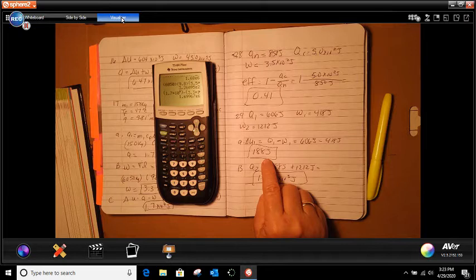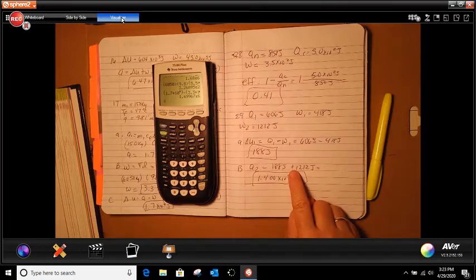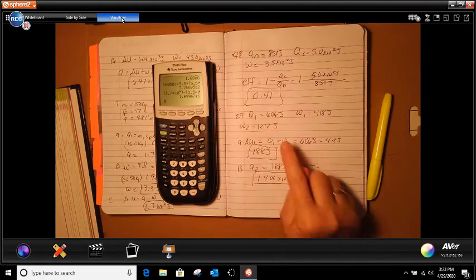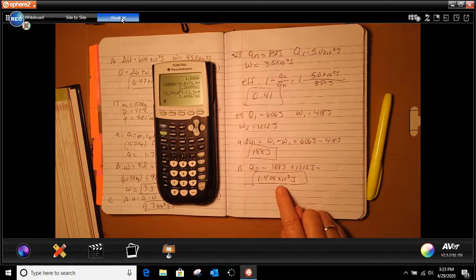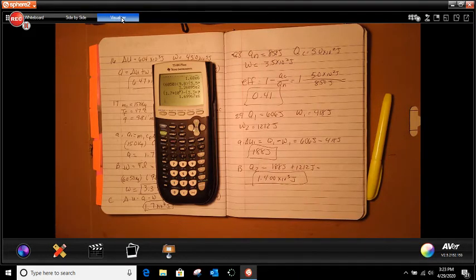B asks, if work done on the gas is equal to 1,212 joules rather than 418, how much energy would need to be added as heat in order to make the internal energy change equal the change in internal energy in part A? So we do 188 plus what we had before, which was right here, 1,212, and that gives 1.400 times 10 to the third joules. So that is the end of the review.